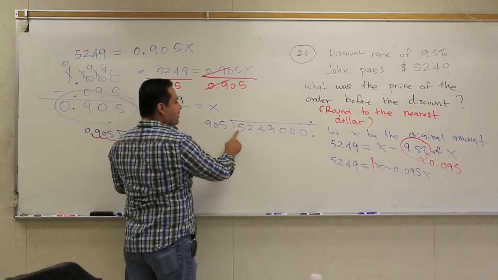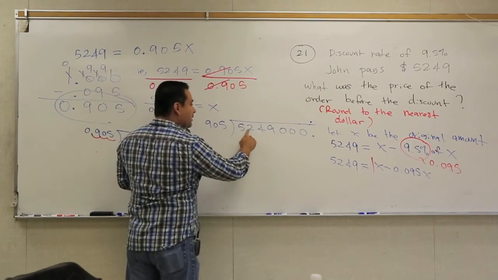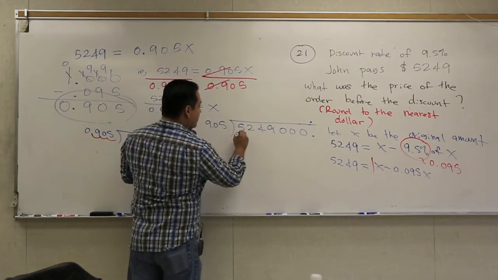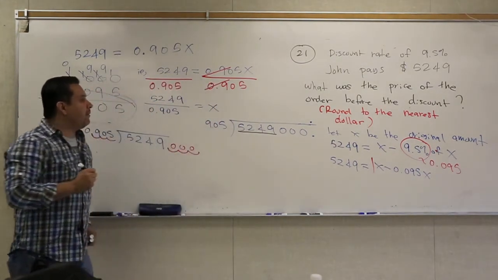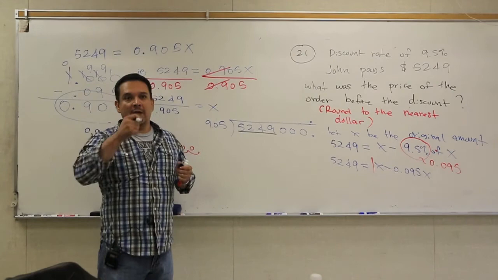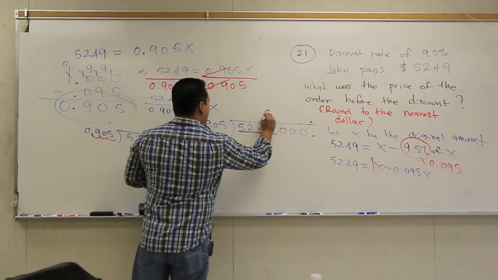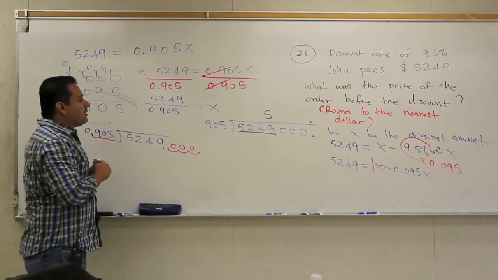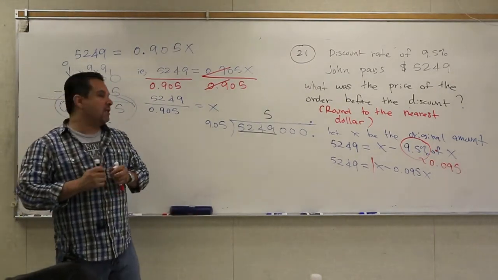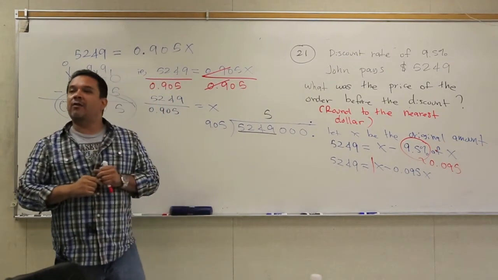Well, 905 doesn't go into 5. It doesn't go into 52. It does not go into 524. It does go into 5,249 though. Is that right? So how many times does 905 go into this 5,000? We're going to take a guess. A good guess is 5. Why is that a pretty good guess? Because isn't that almost 1,000? So almost 1,000 goes in about 5,000 times? So we're going to start with a guess. This is how you do it.